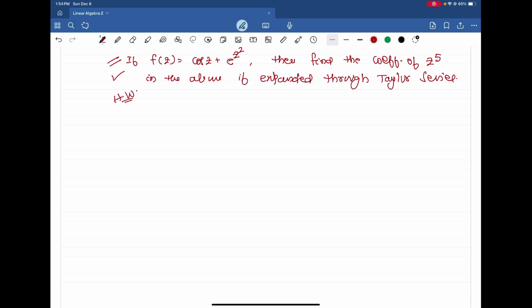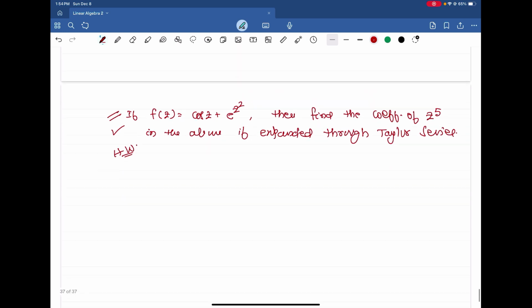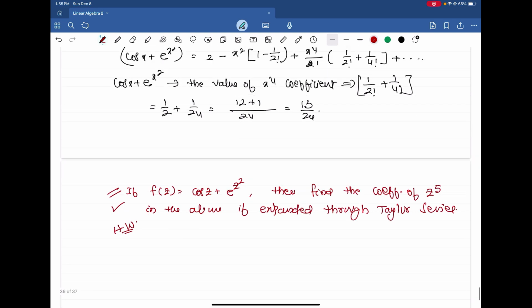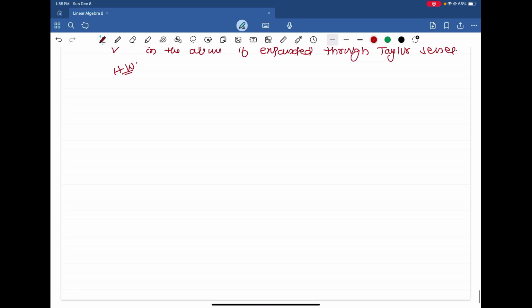And for example, if you want to expand this, it will be 2 plus x square by 2 plus 13 by 24 x to the power of 4 plus 119 by 720 into x to the power of 6, where the coefficient of x to the power of 5 is 0. This is the answer. It could be done in seconds at a glance when you understand the concept of the Taylor series expansion.